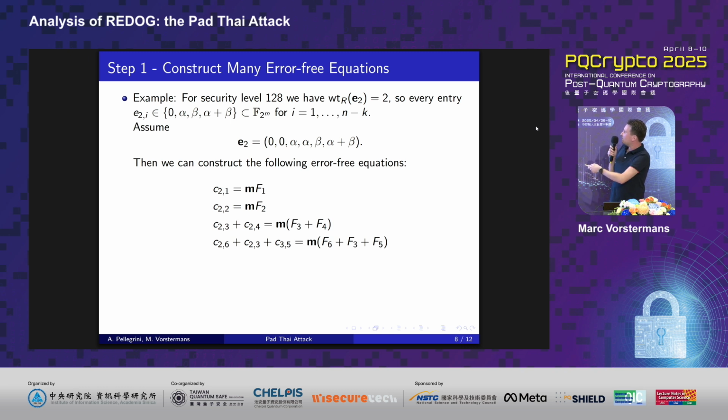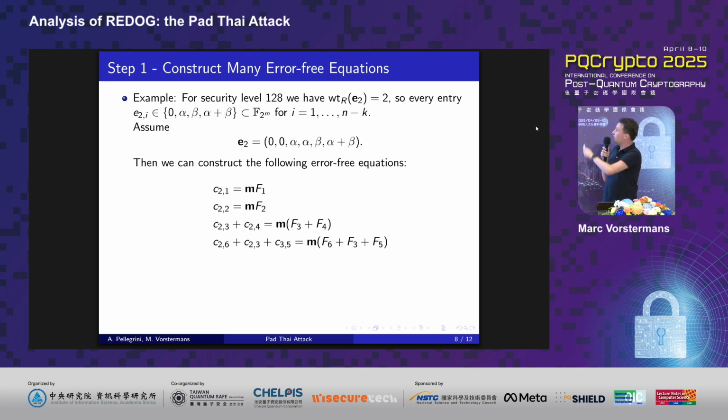Then we have this beta, and unfortunately there's no other entry which has an error value equal to beta, so there's no equation we can add for that one. But for the last one, the alpha plus beta, we can take 1 entry corresponding to alpha, 1 entry corresponding to beta, and add the corresponding equations. And now we see that this error vector has size 6.